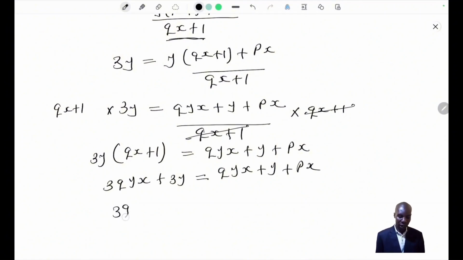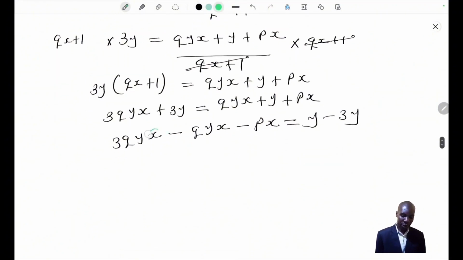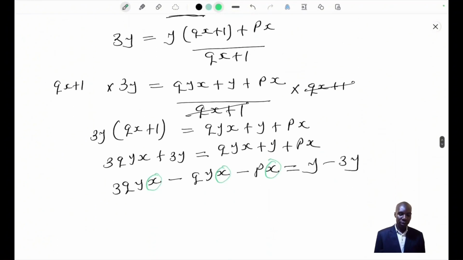You'll say 3qyx. Let's bring the x family together. Minus qyx minus px should be equals to y minus 3y. So from here we can say x is common, x is common, x is common, because it was x that we were to make the subject of the formula.